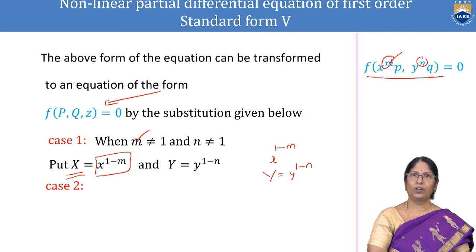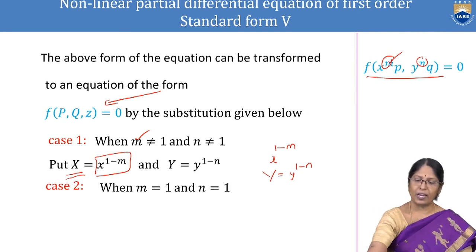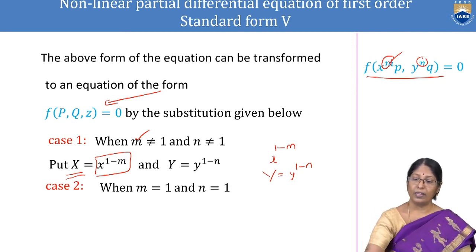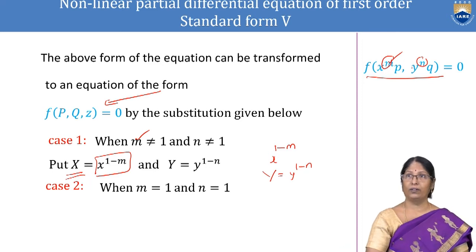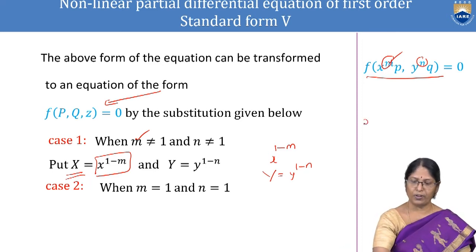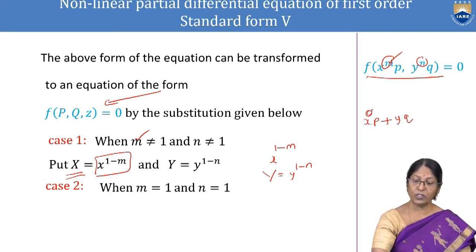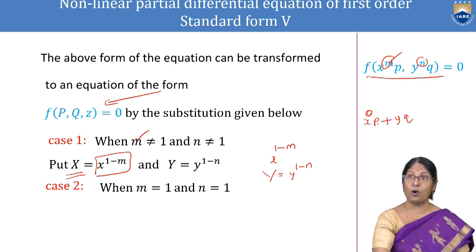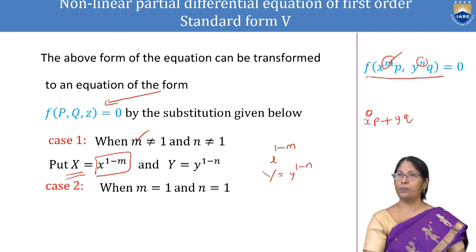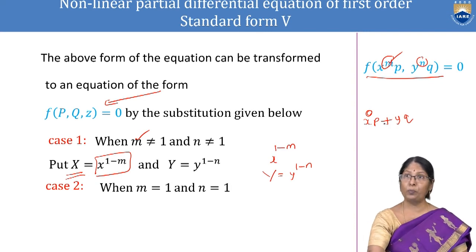Case 2. Suppose m equal to 1, n equal to 1. If it is the question xp plus yq, now x power is m here, and it should be in the xp form. That is also very, very important. X into p it should be, y into q it should be. That is standard form 5.